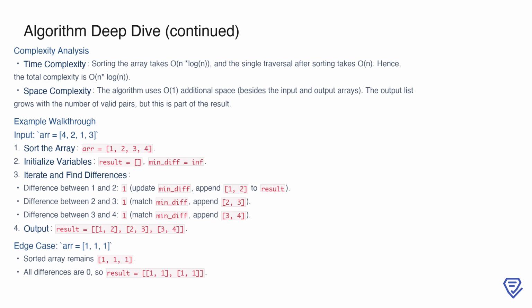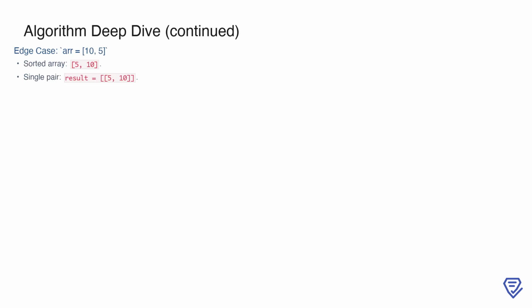For an edge case like 1, 1, 1, the sorted array remains the same, and all pairs have a difference of 0, resulting in [1, 1], [1, 1]. Another edge case to consider is when the array consists of only 2 elements, such as 10, 5. After sorting, the array becomes 5, 10. Since there is only one pair, [5, 10], it is directly returned as the result.